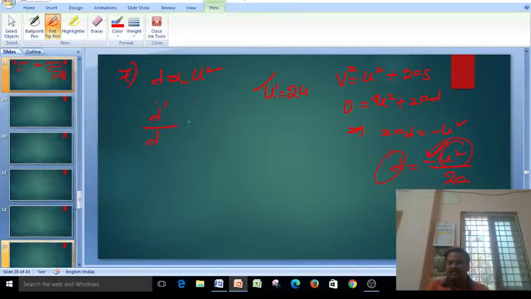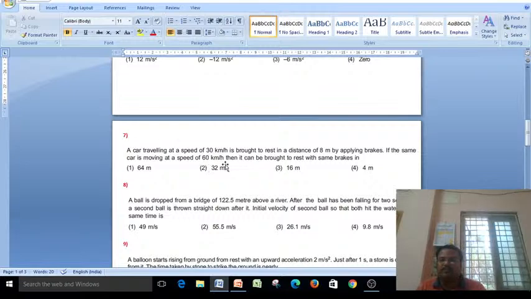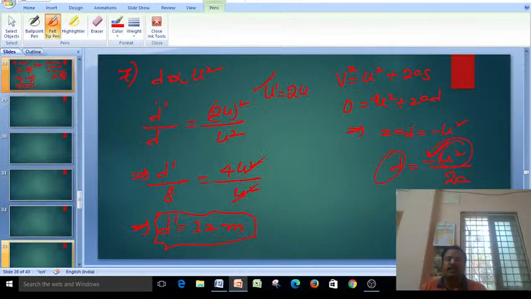I will take d dash divided by d is equal to 2u whole square divided by u square. With velocity u, the particle initially covered 8 meters, so that is equal to 4u square divided by u square. The u square will get cancelled, so d dash is equal to 32 meters. If the particle is moving with a speed of 60 kilometer per hour, it can drop to rest with the same brakes applied within 32 meters, right?